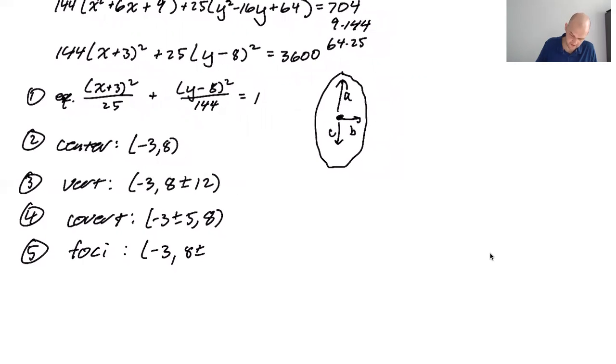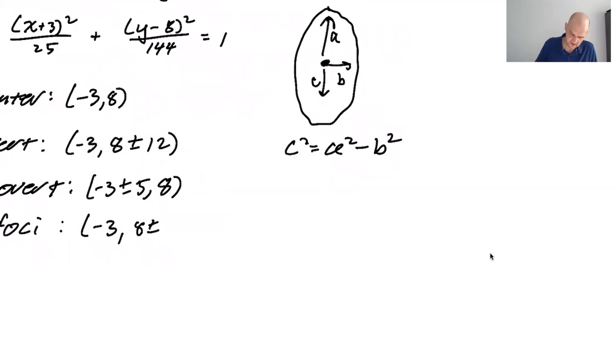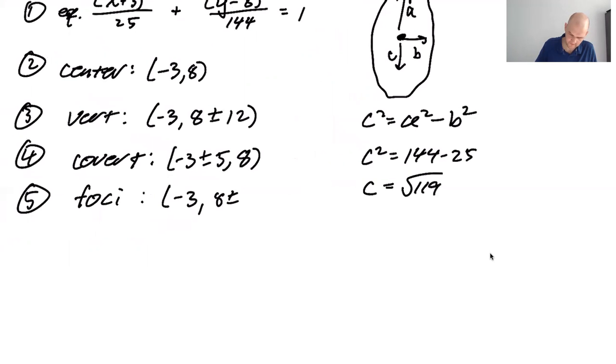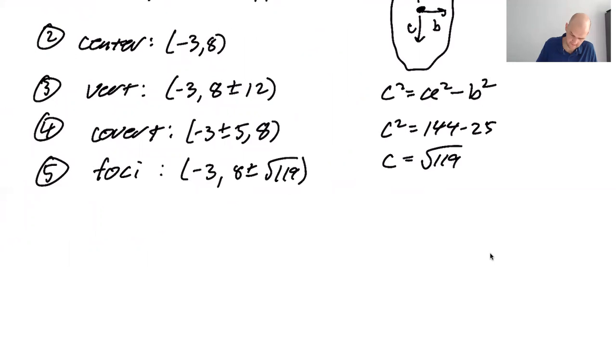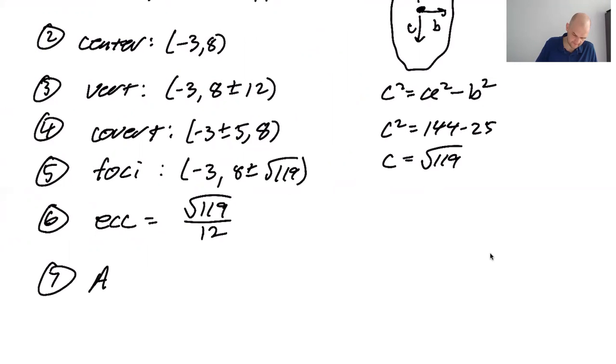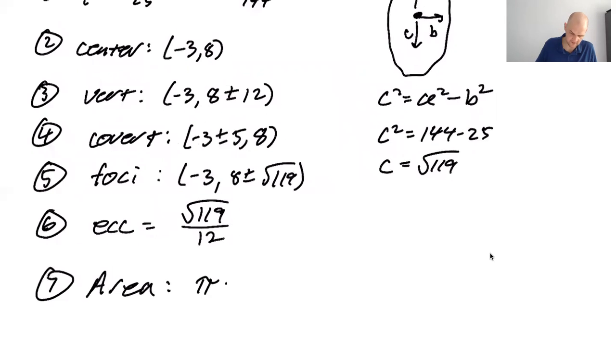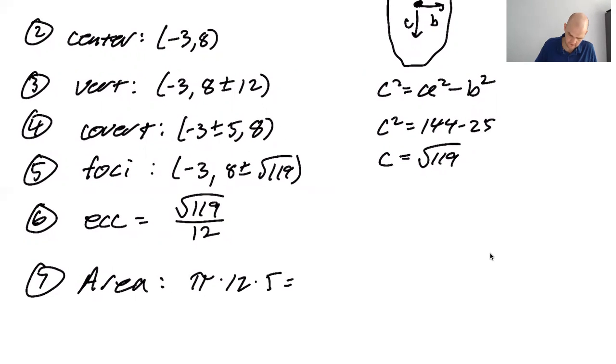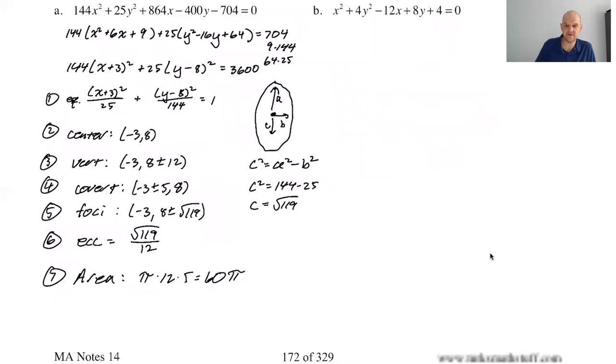I didn't find c. So c squared is a squared minus b squared. And so c squared is 144 minus 25. So c is the square root of 119. Okay, radical 119. Eccentricity is c over a, so radical 119 over 12. And then area is going to be pi times a times b. So 12 times 5, so 60 pi. 7 things, not that bad.